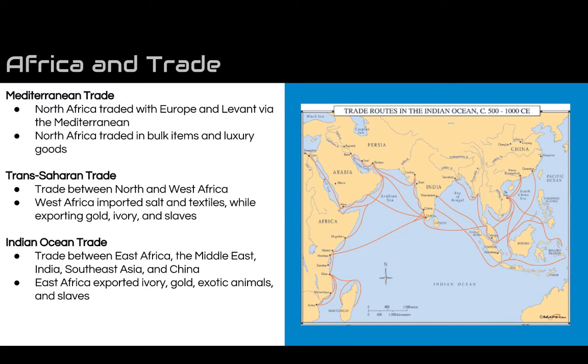In the Indian Ocean, Africa plays a major role as well, especially along the eastern coast of Africa, which becomes known as the Swahili coast. Basically, East Africa becomes another leg on this massive trade network in the Indian Ocean. This Indian Ocean connected China to Southeast Asia, to India, to the Middle East, and East Africa played a vital role. East Africa was especially important for exporting things like ivory, gold, exotic animals, and slaves.